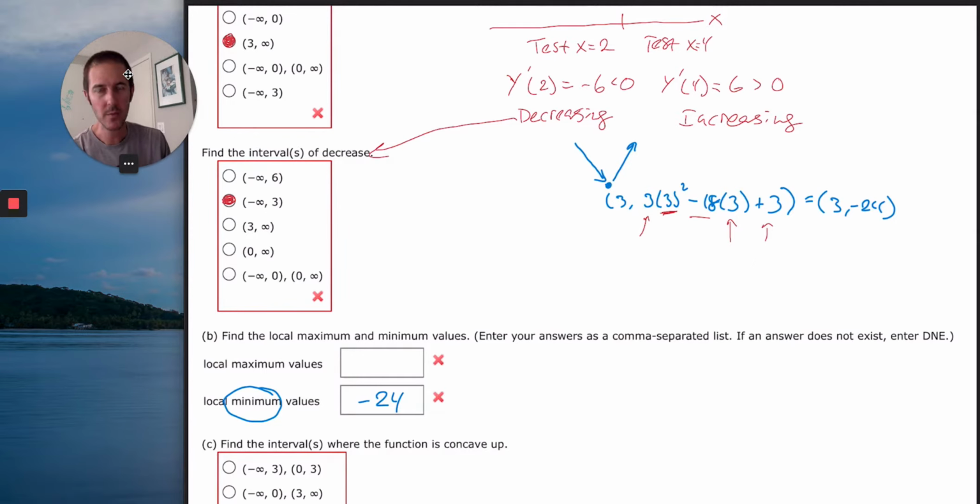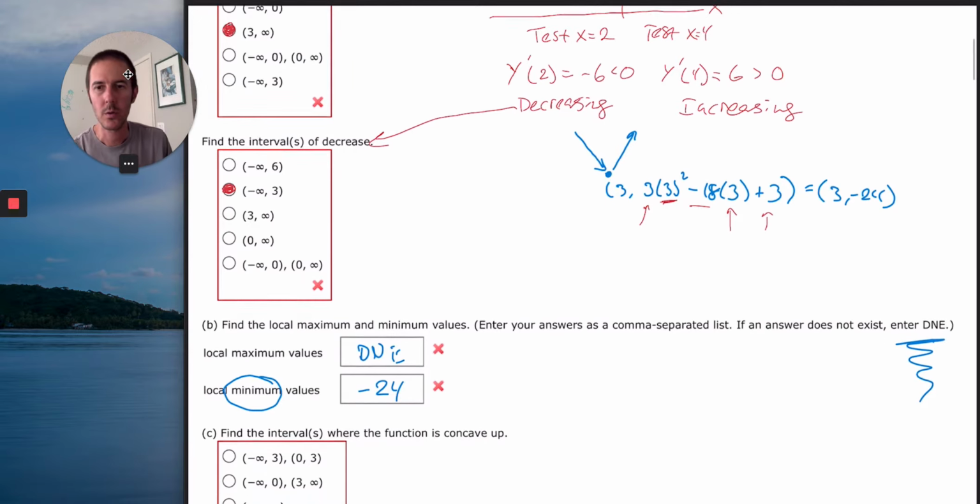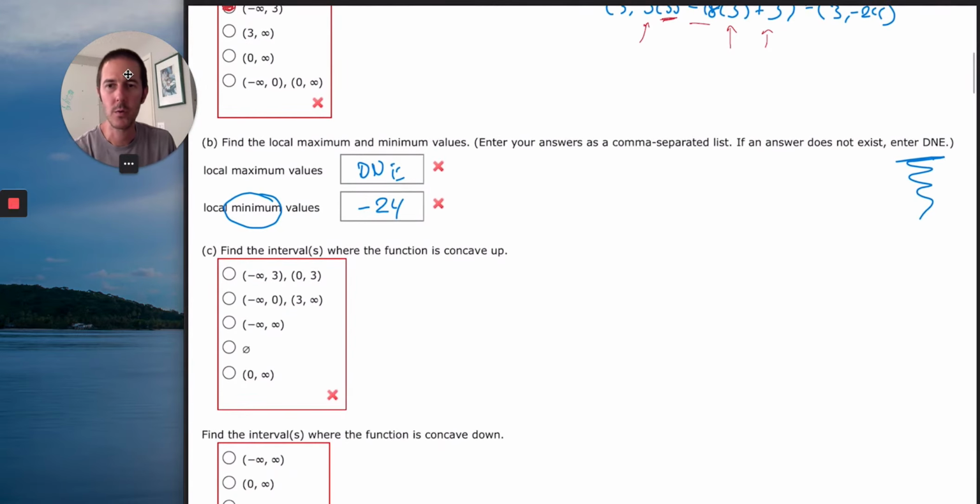There is no local maximum because there's nowhere that we're changing from increasing to decreasing. That would be a local maximum. We don't have one of those, so it does not exist, is what we were requested to enter. In case there is no local max or min, in this case there was no local max.